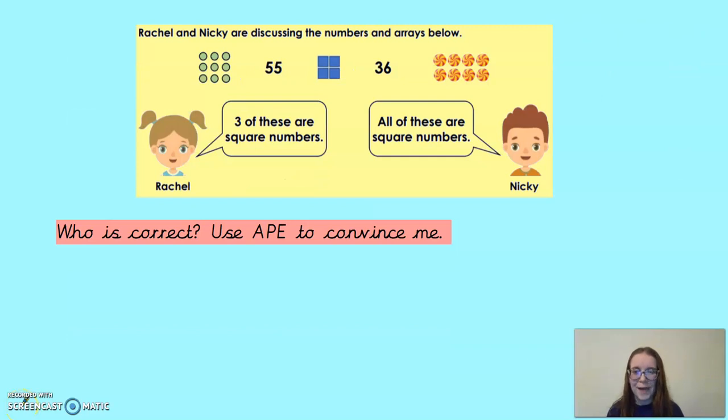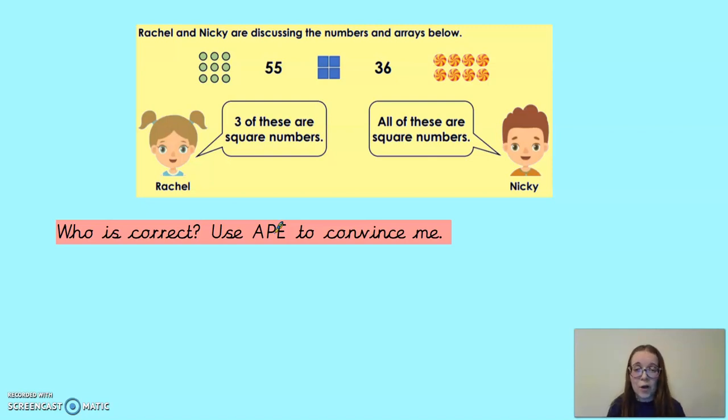Hello guys, welcome back. Here is another question for you to have a go at. This time it is all about whether or not Rachel and Nikki are correct in their assumptions about these numbers. They have got 5 different numbers on there, represented either with their numbers or in an array, and they've got some statements about those numbers. Rachel says 3 of these numbers are square, and Nikki said all of these numbers are square. Who is correct? Is it Rachel? Is it Nikki? Is it neither?